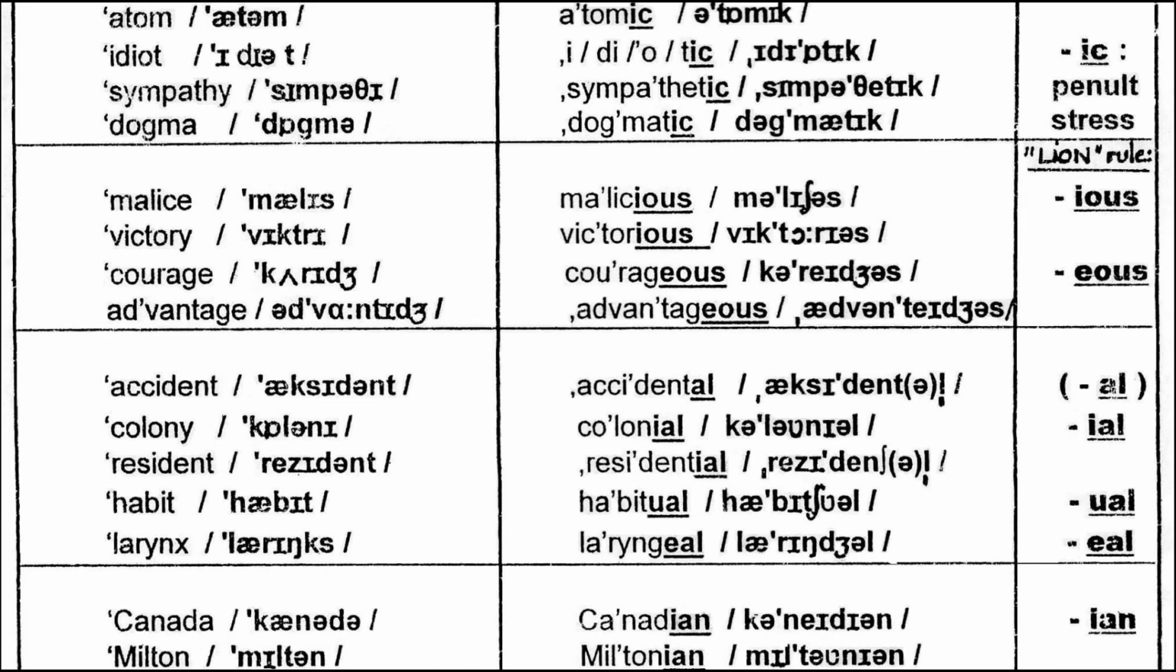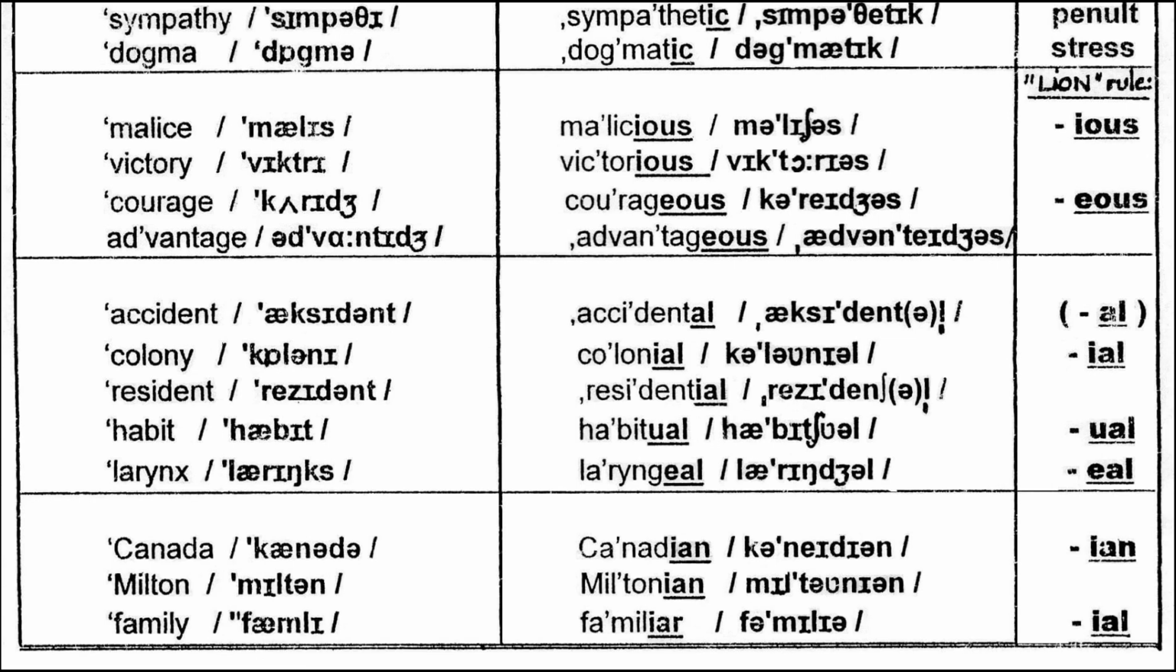We move to the next line where we have three suffixes which belong to the line rule: eol, ual and eal, and we have another suffix which is al. This suffix is a stress shifting suffix, in fact, but it is not classified under the line rule. So we start with the first word, accident. When we add the stress shifting suffix al, I said it's not the line rule because it starts with a, but it is a stress shifting suffix.